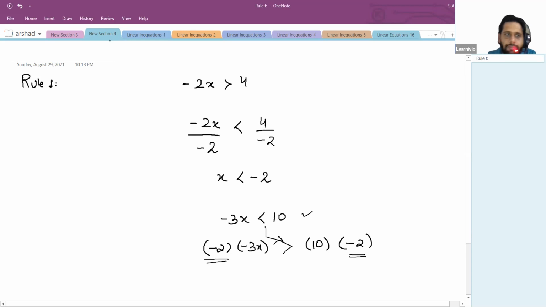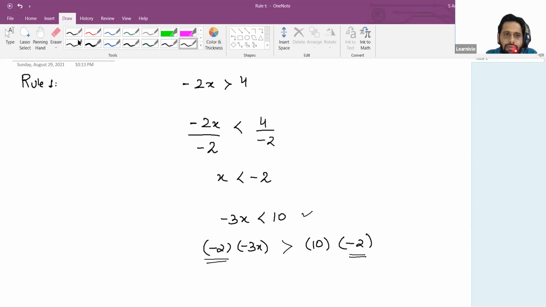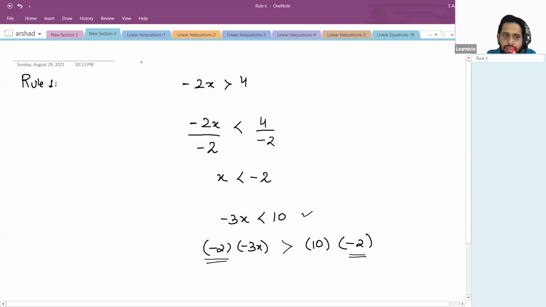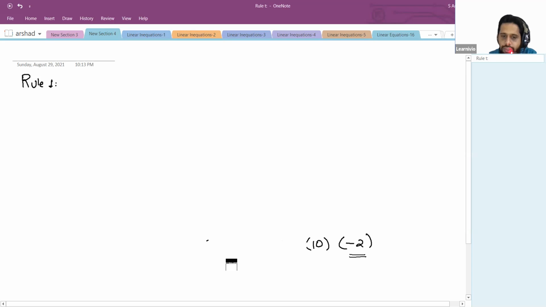So if we are dividing and multiplying with a negative number, then the sign of inequality will change. If we are multiplying and dividing with a positive number, then the sign of inequality will remain the same. Is this clear? Okay, very good. So we will again revise this. If we are adding and subtracting any number, the sign of inequality will remain the same. If we are dividing and multiplying with a positive number, the sign will remain the same. If we multiply and divide with a negative number, then the sign of inequality will change.